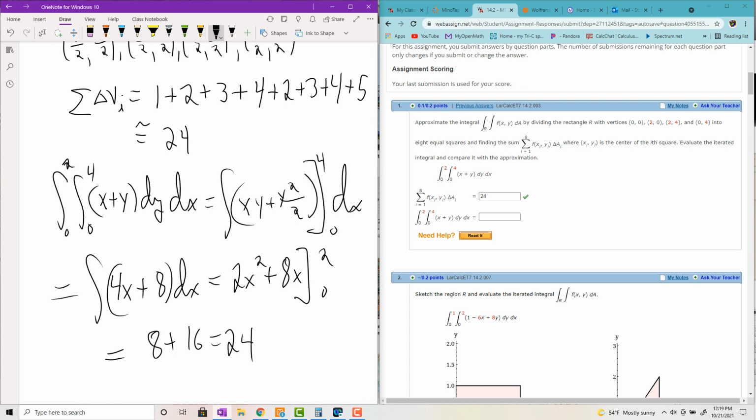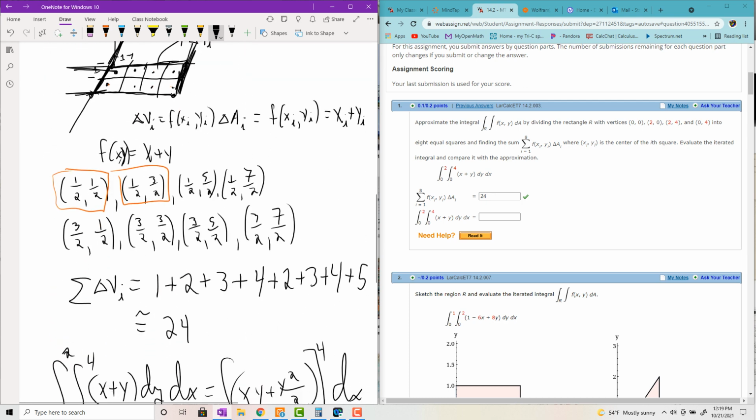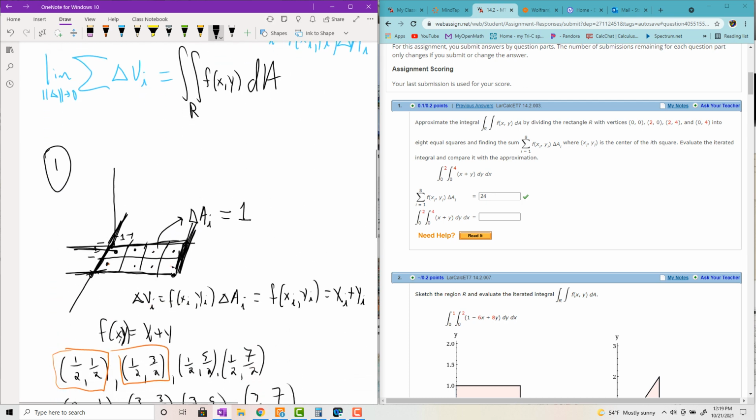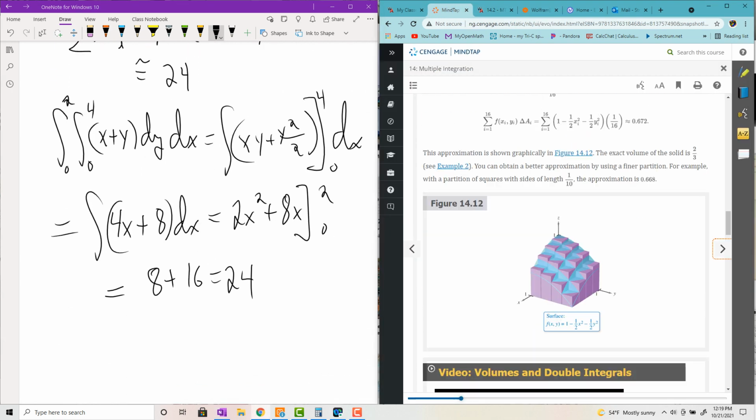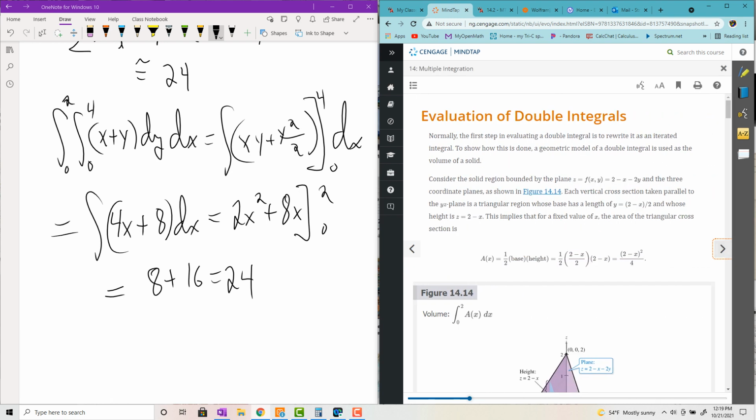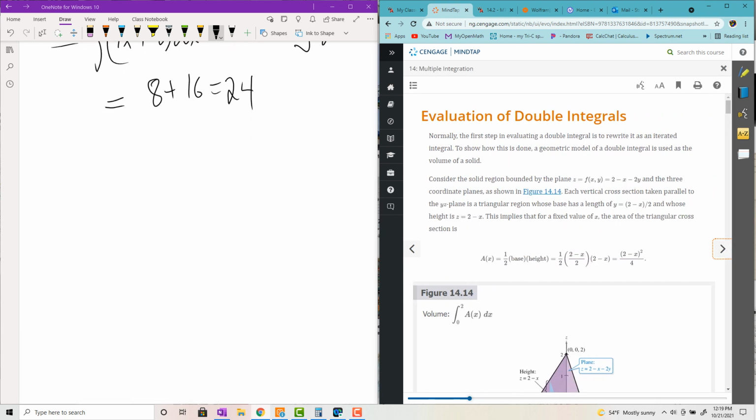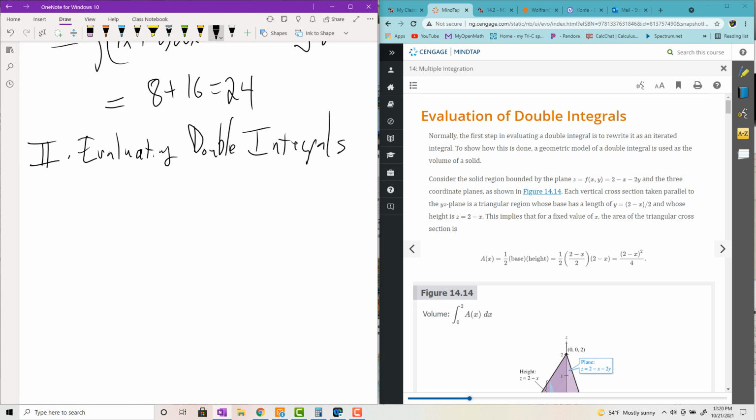So at least in this case, it seems the iterated integral and the double integral, or the approximation of the double integral anyways, are kind of the same thing. And that's what they start exploring in the next part of the book, where they are evaluating these double integrals. So section 2, evaluating double integrals. Okay, so they're trying to sell you on this idea that the double integral is basically just an iterated integral.